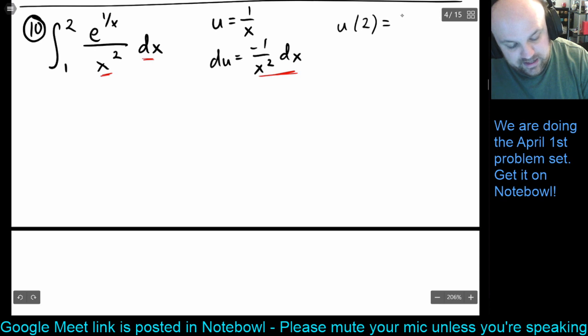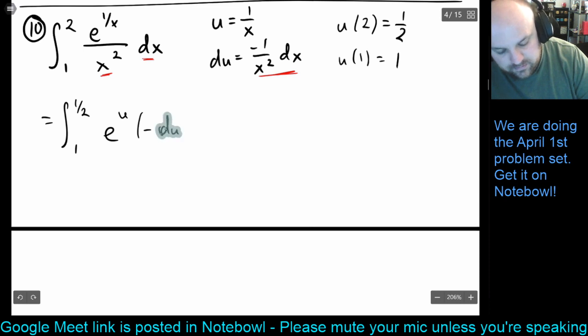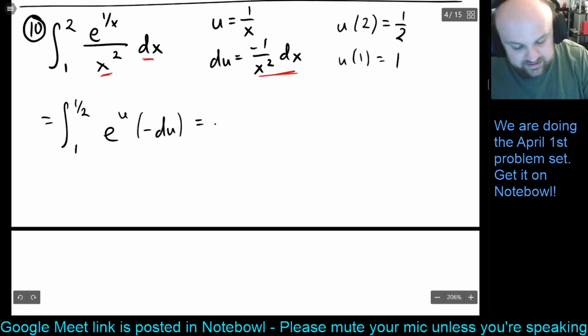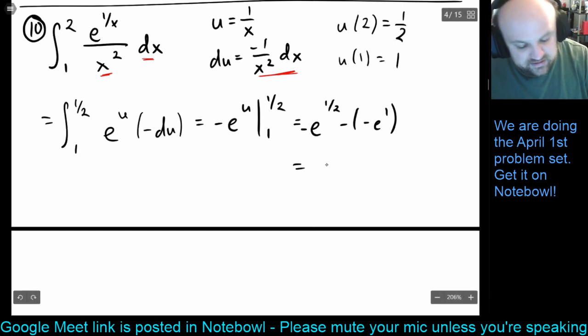U of the top is 1/2. U of the bottom is 1. Let's go ahead and plug all that in. So this goes from 1 to 1/2, and this is just e to the u times negative du. When we integrate this, we have negative e to the u from 1 to 1/2. So it's negative e to the 1/2 minus negative e to the 1. And if you want to make this look a little bit better, this is 1 minus square root of e.